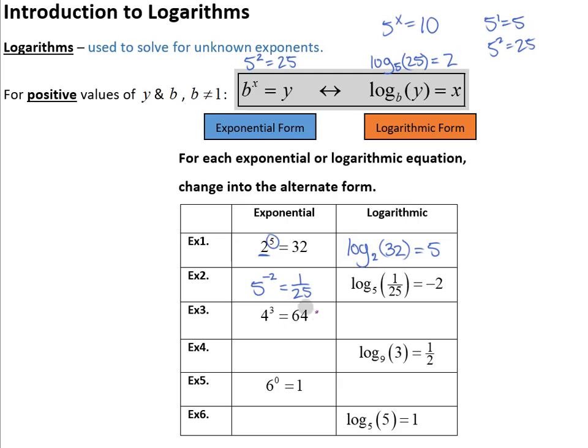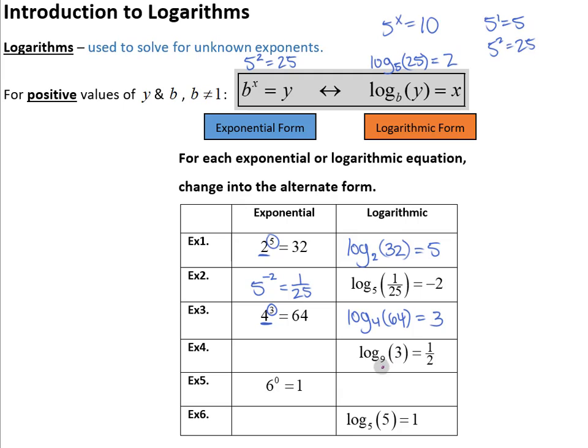Let's work going backwards and forwards here. Our next one would be log base 4 of something equals something. Remember, the base of your logarithm is the base of your exponent, and our logarithm always equals the exponent. So 64 is what goes inside. 4 to what power is 64? 4 to the third power.